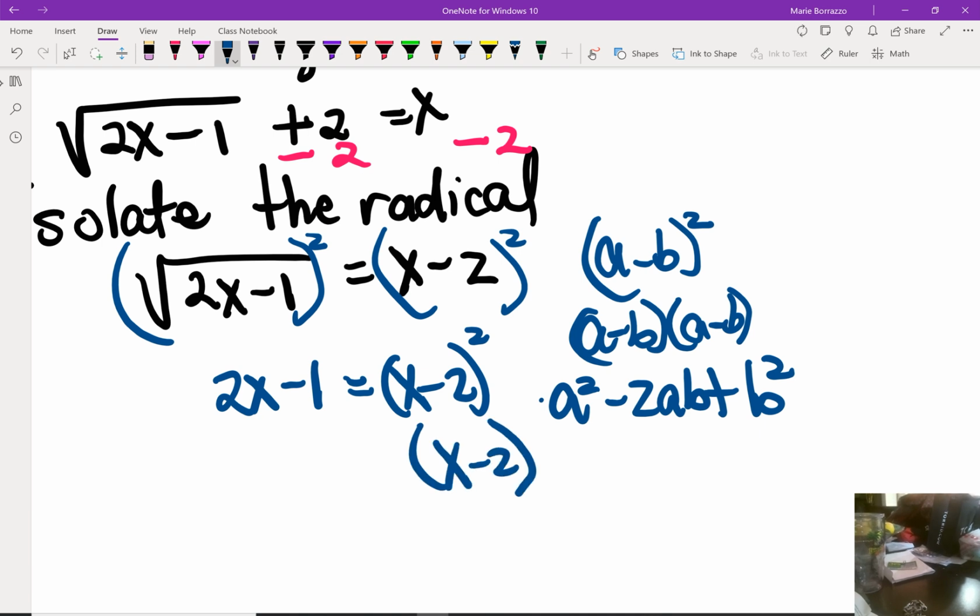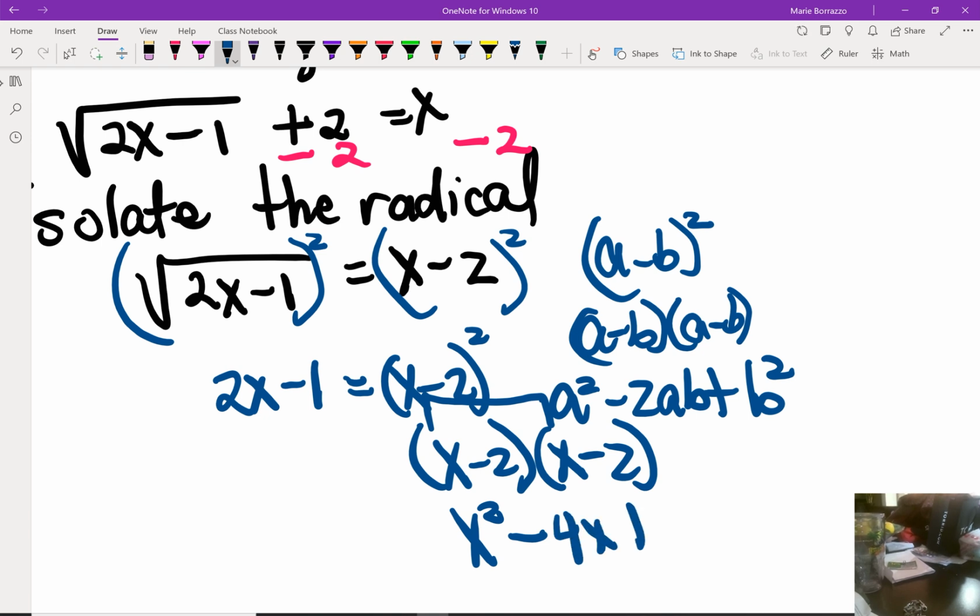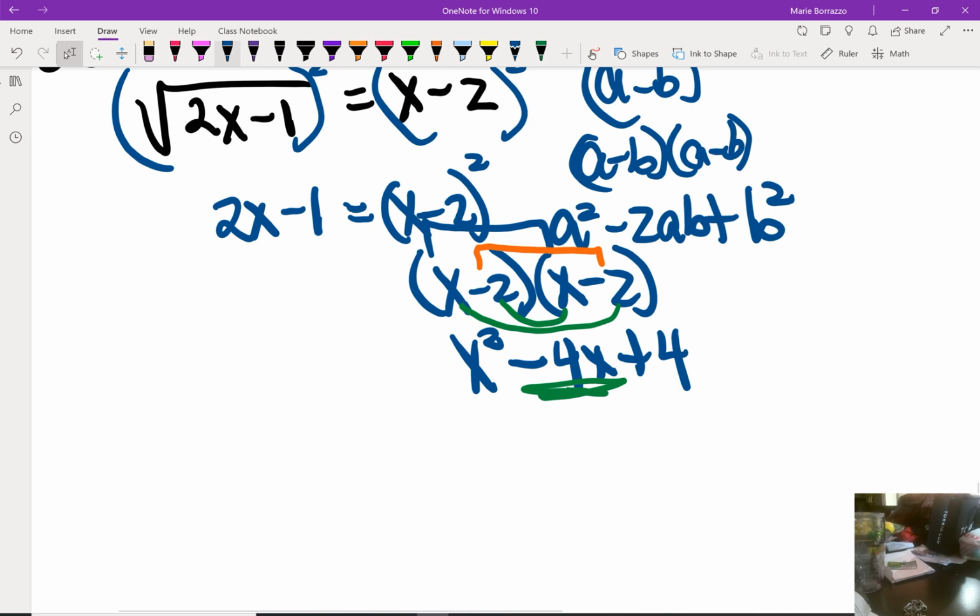x minus 2 times x minus 2, which means that I'm going to get x squared, hence the first terms. Inner outer is going to give me negative 4x and then plus 4. The plus 4 is negative 2 times negative 2. The inner outer is negative 2x and negative 2x. Added together, that gives you that. All right, so here's what we have so far. We have 2x minus 1 is equal to x squared minus 4x plus 4.